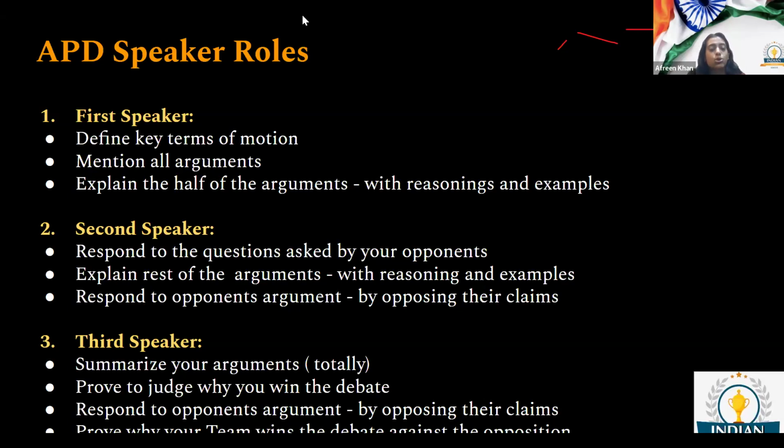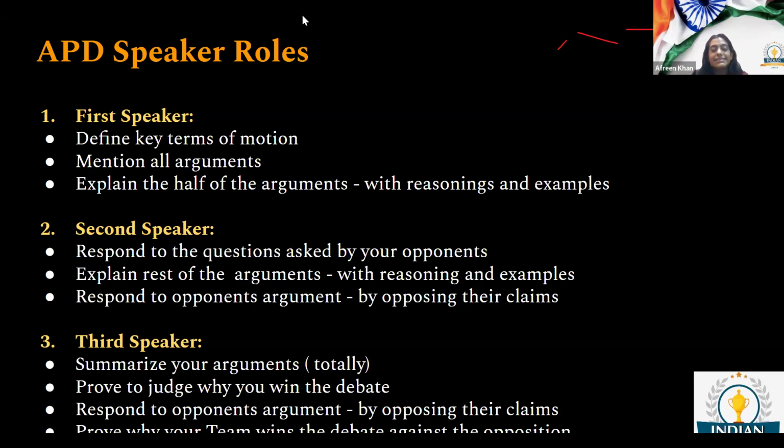POIs are basically questions that you can ask your opponents. You can only ask POIs from your opposition, not from your own team. If a speaker is saying something and you have a doubt about it, or you have a question that would disprove what they're saying, you can raise that question. You can only raise it between the first minute and the last minute, which means you cannot raise it in the first minute or the last minute. You can only raise it from the second minute to the third minute.